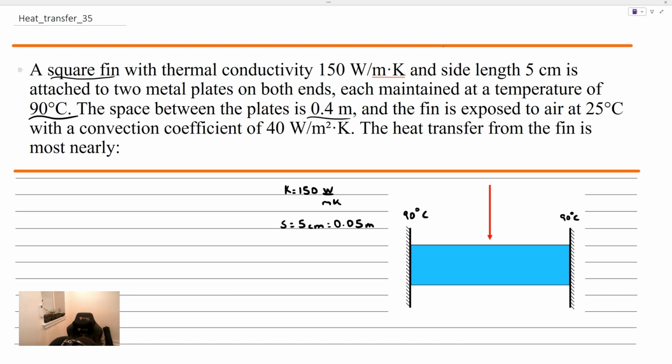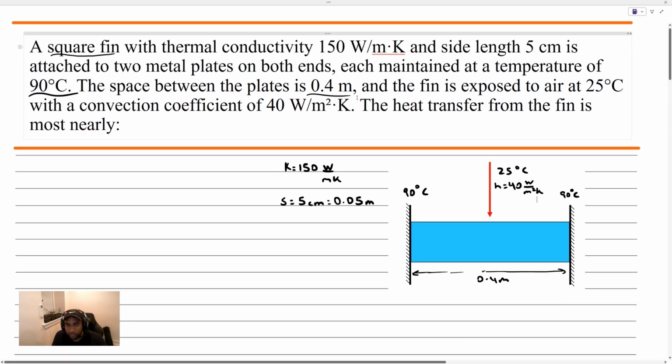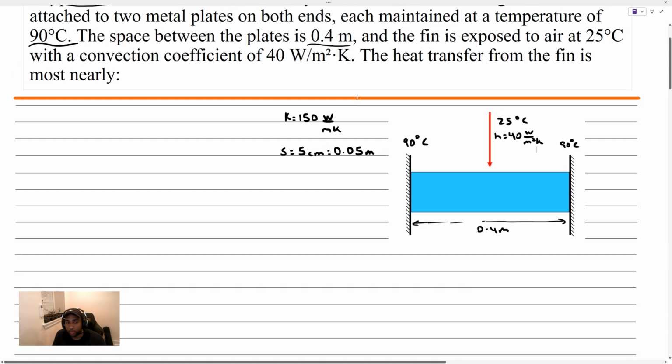Additionally, there's a space between the plates of 0.4 meters, and the fin is exposed to air at 25 degrees Celsius and a convection coefficient equal to 40 watts per meter squared Kelvin, and we're asked for what the heat transfer from the fin is. Okay, and if we recall, the heat transfer options were measured in watts, so we're technically asking for the heat transfer rate. Sometimes the words heat transfer and heat transfer rate are used interchangeably, so just make sure you keep note of that.